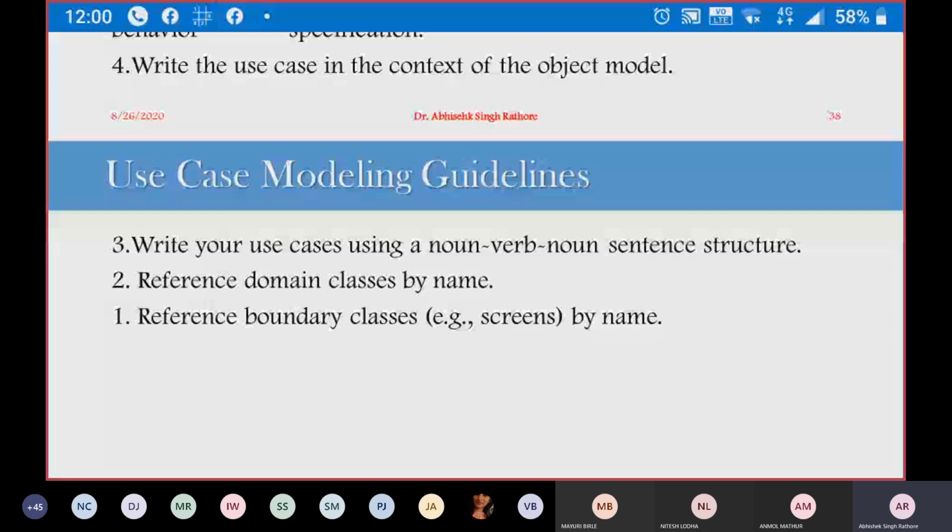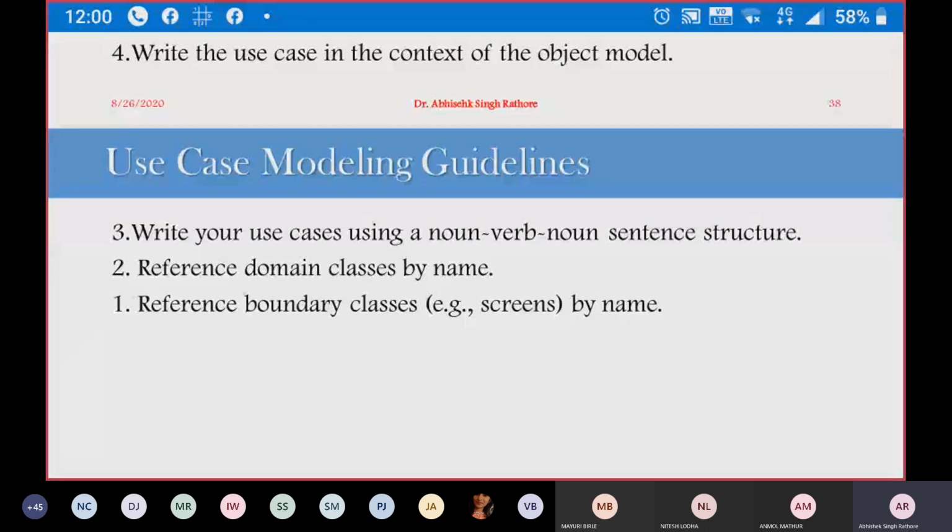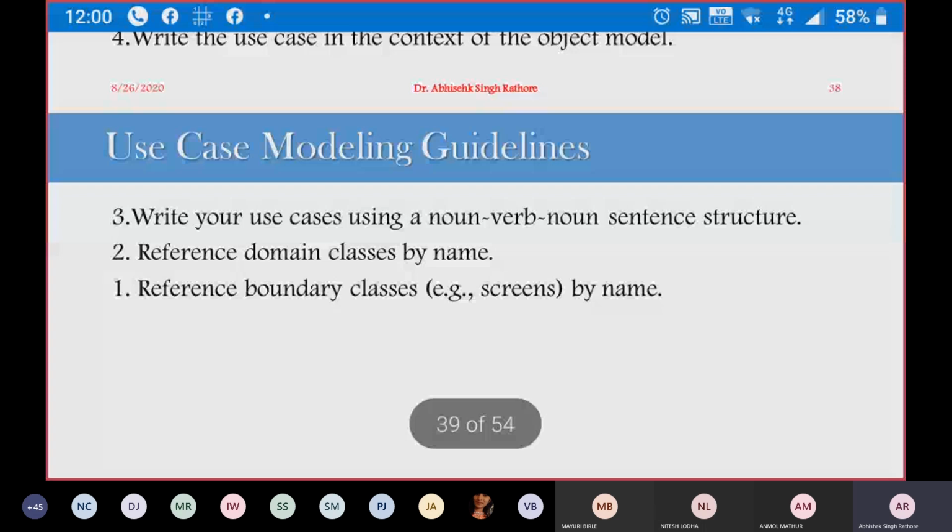Then reference domain classes by name. So this is when you are going to develop your use cases from your domain classes. So collect each and every noun from your domain classes and then go develop your own use cases.